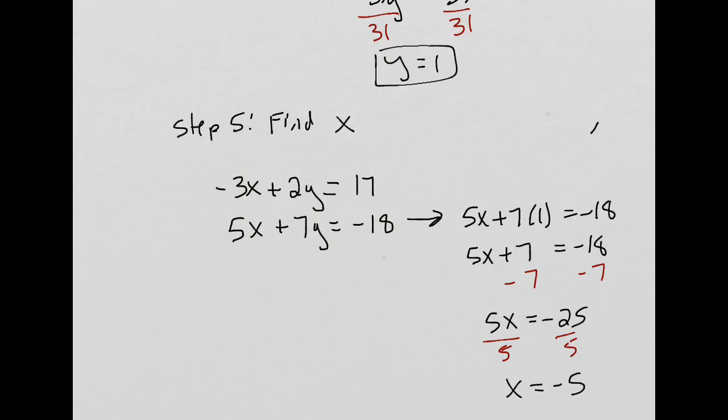So I've got my y value from back here. I've got my x value. So that means my solution, I want to write as an ordered pair. The x coordinate is negative 5. The y coordinate is 1.